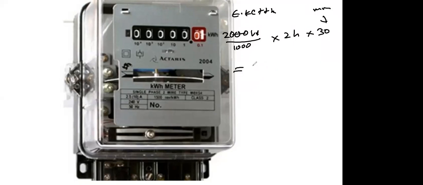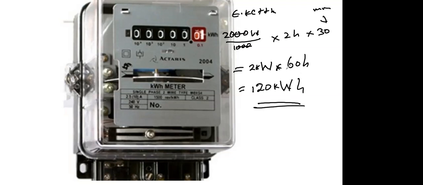Three zeros cancel, then it becomes 2 kilowatt multiplied by 2 hours, that means 60 hours. So 60 hours, then how many units for the usage of the electric kettle? 120 kilowatt hours. If one unit costs 10 rupees, then 1200 only for the usage of the kettle in the month, at the end of the month.